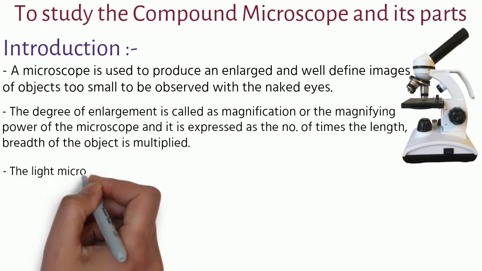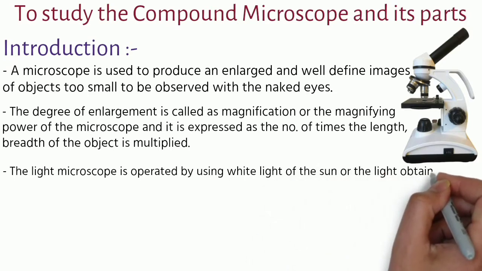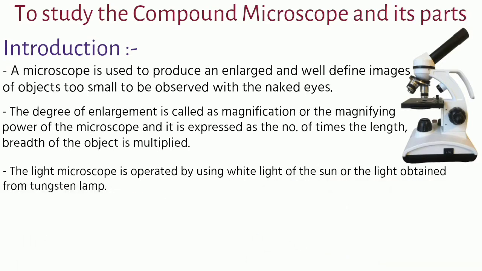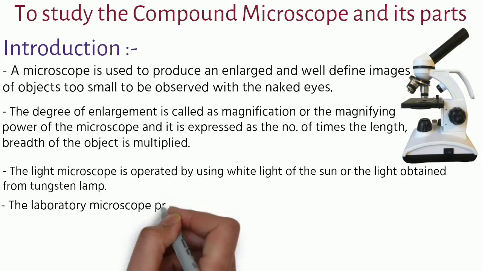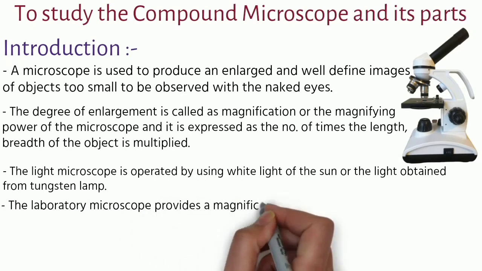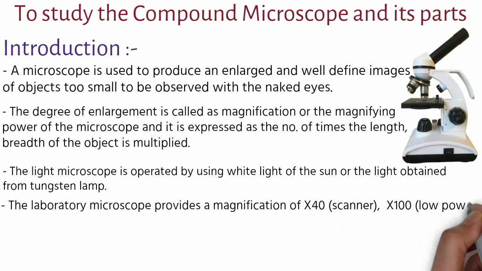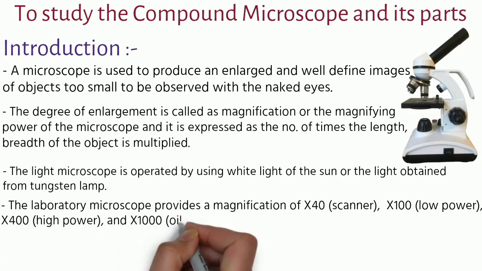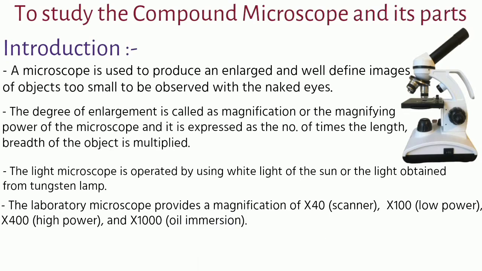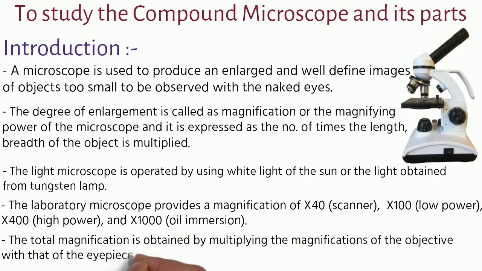The light microscope is operated using white light of the sun and also light obtained from a tungsten lamp. The laboratory microscope provides a magnification of x10 for the scanner, x100 for low power, x400 for high power, and x1000 for oil immersion. These magnification levels can be asked in competitive exams also. The total magnification is obtained by multiplying the magnification of the objective with that of the eyepiece.